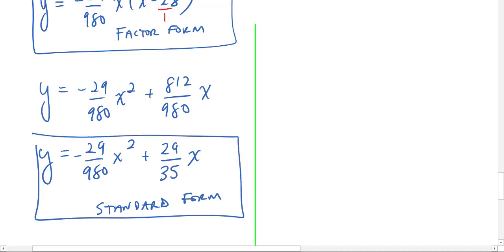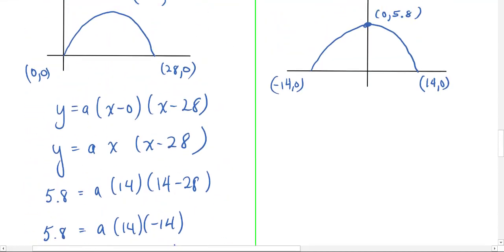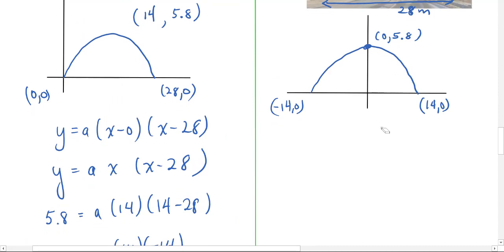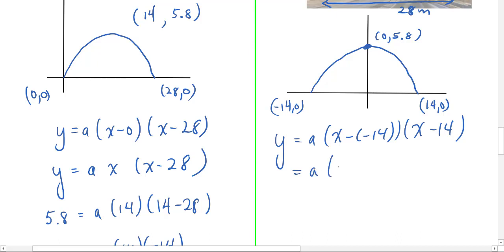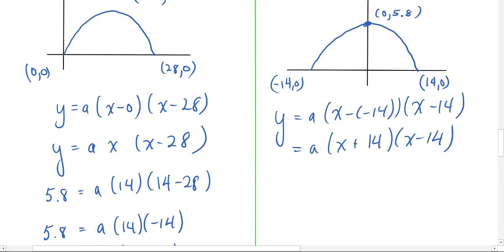All right, back to the second version of this question. And you decide which one you think is easier. So that's y equals a, x minus negative 14, x minus 14, which is equal to a, x plus 14, x minus 14. And again, most of you can skip right to that step. Sub in our only other point, 0 and 5.8. So I get 5.8 equals A, 0 plus 14, 0 minus 14.